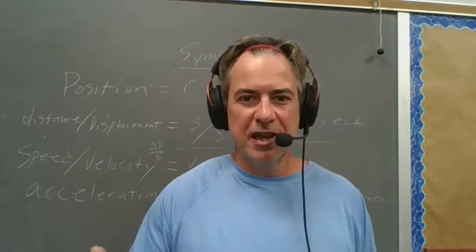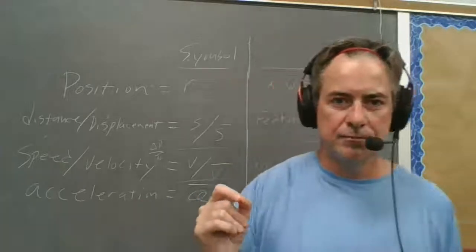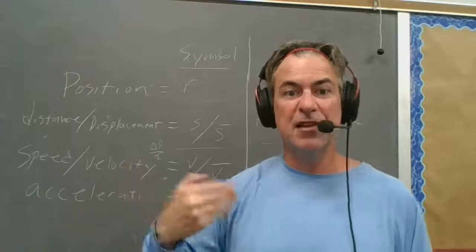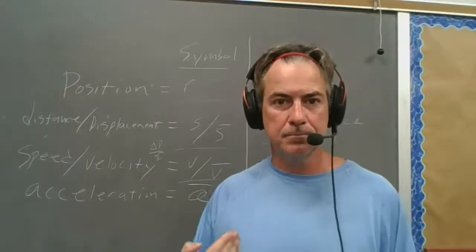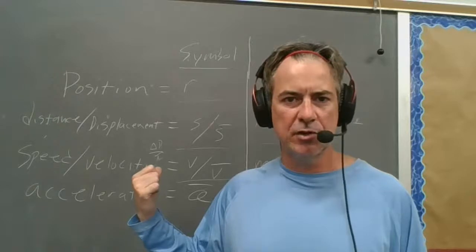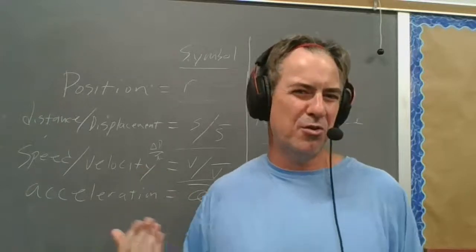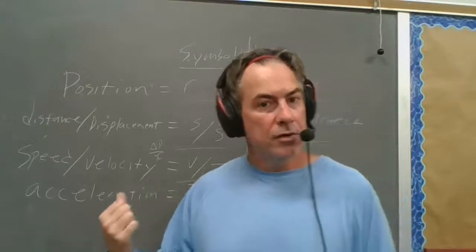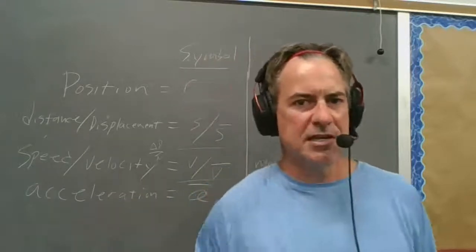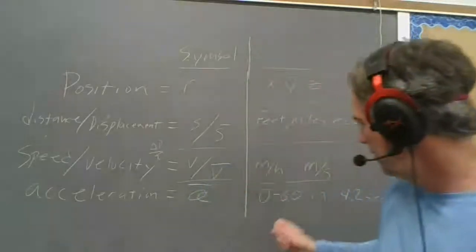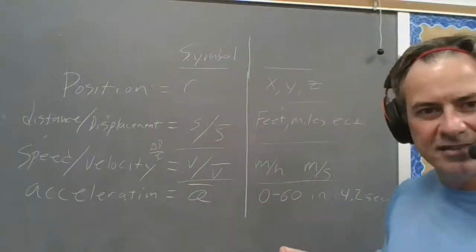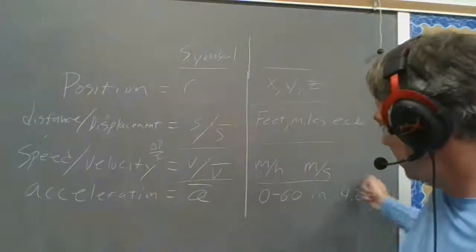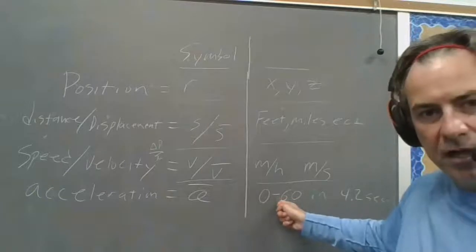Car dealerships infer acceleration all the time, just like we infer velocity. I ran the 40 in 4.3 seconds. I inferred my speed. Car dealerships infer acceleration all the time because we don't really know what a good acceleration is in meters per second squared. So they use layman's terms: 0 to 60 in 4.2 seconds. That's what I have right here, 0 to 60 in 4.2 seconds. That's an inference of acceleration. How much time did it take you to change your velocity?